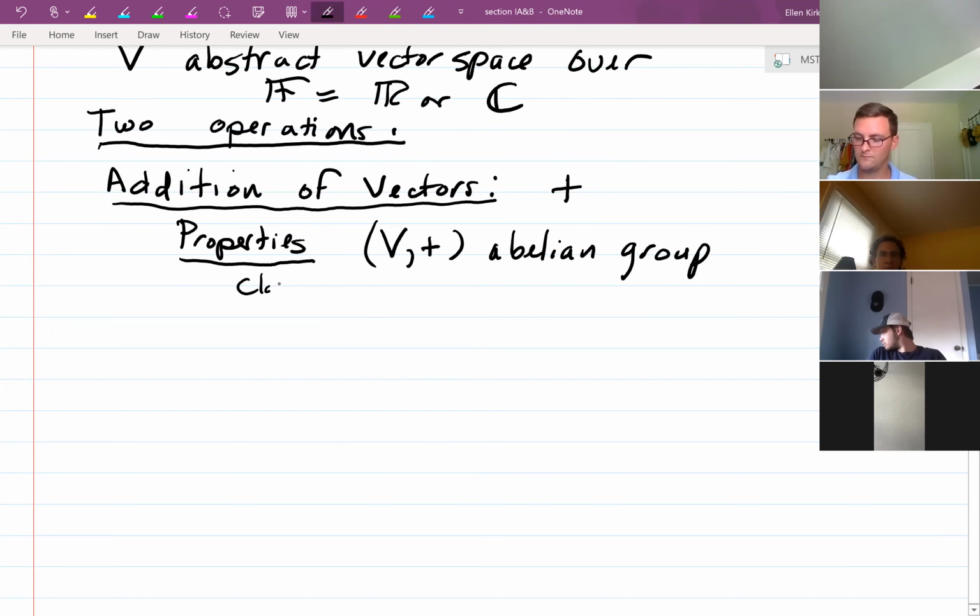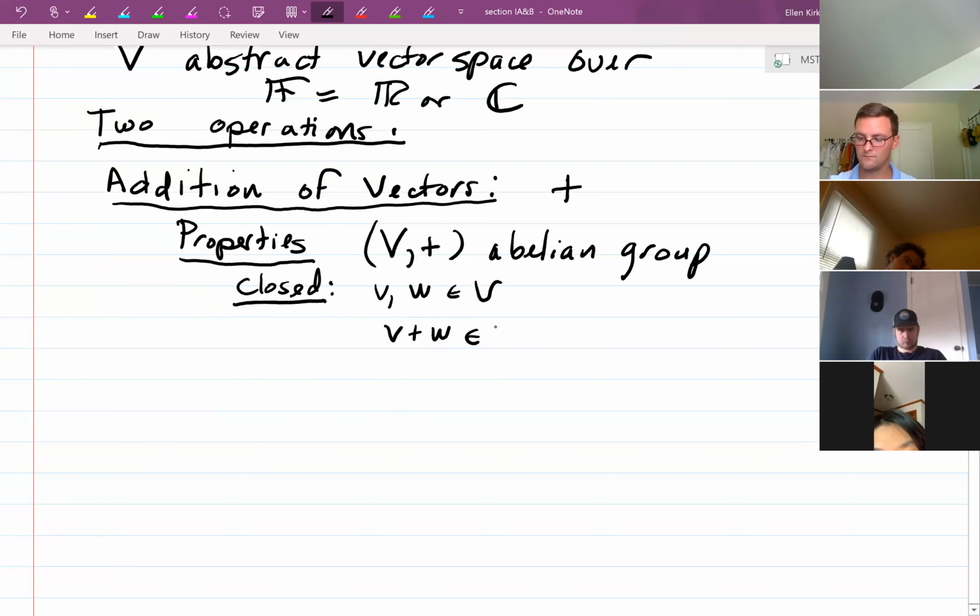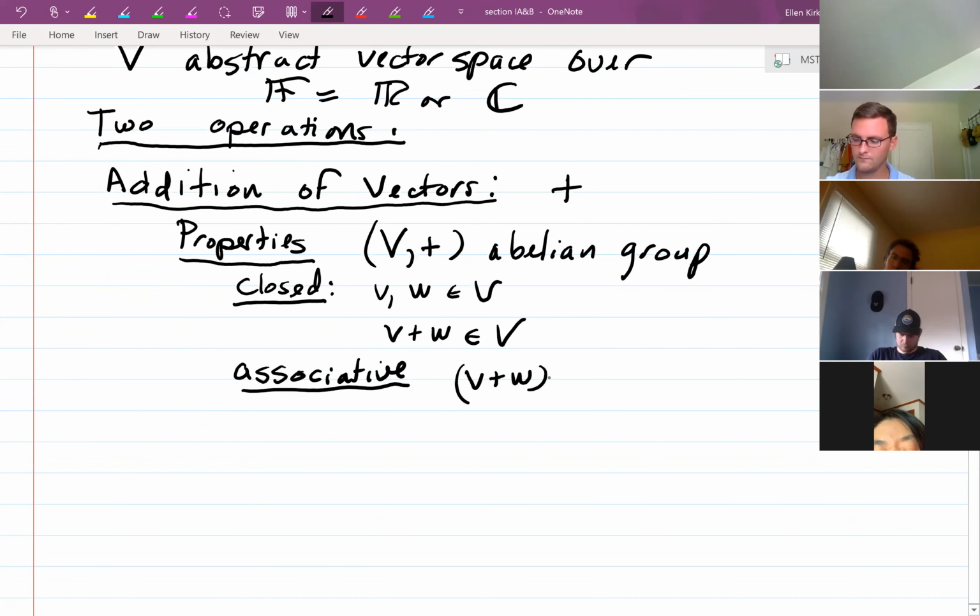So first of all, this operation is closed. That says if I take two vectors and I add them, that's the operation, I have to end up in V. I can't land someplace else. Otherwise, it's not much of an operation. And then this has to be an associative operation. That just means when I add three of them, it doesn't matter where I put the parentheses. There has to be, I'm going to say, a zero vector, an additive identity.